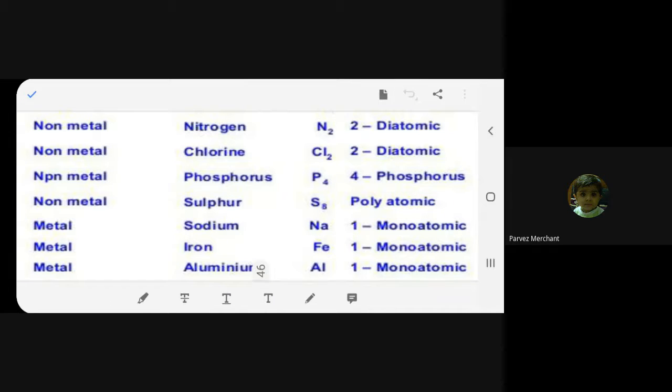Okay, beta? Non-metal, P4, polyatomic. Sulfur, non-metal, S8, polyatomic. Exactly. Sodium, metal, Na, monoatomic. Iron, metal, Fe, monoatomic. Aluminium, metal, Al, monoatomic. So understood, all of you? Yes, ma'am. So non-metals we saw were monoatomic, diatomic, and polyatomic. Metals we saw are also monoatomic.